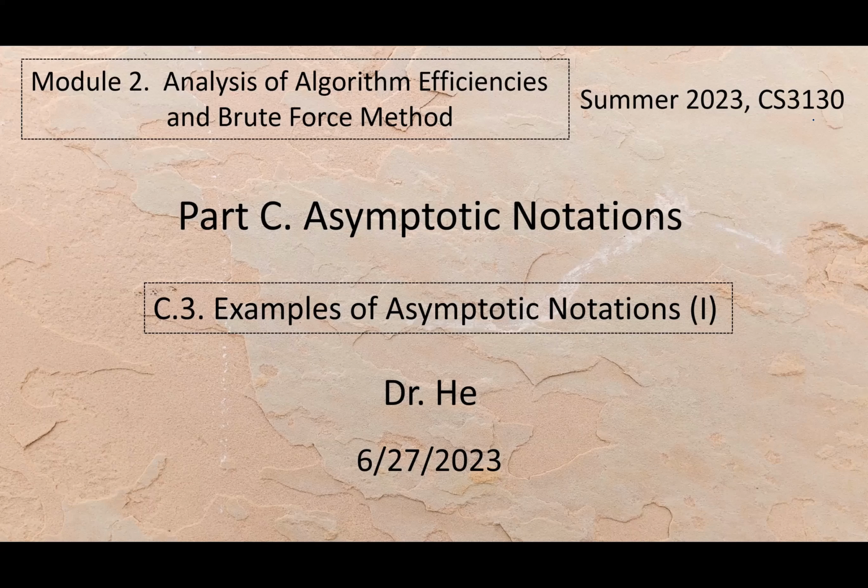A few examples of asymptotic notations. So let's do some calculation. Sometimes we need to do some proofs based on the definitions, sometimes we use definitions, sometimes we calculate the limits. So these are two different methods to compare the orders of growth for different growth functions. All right.